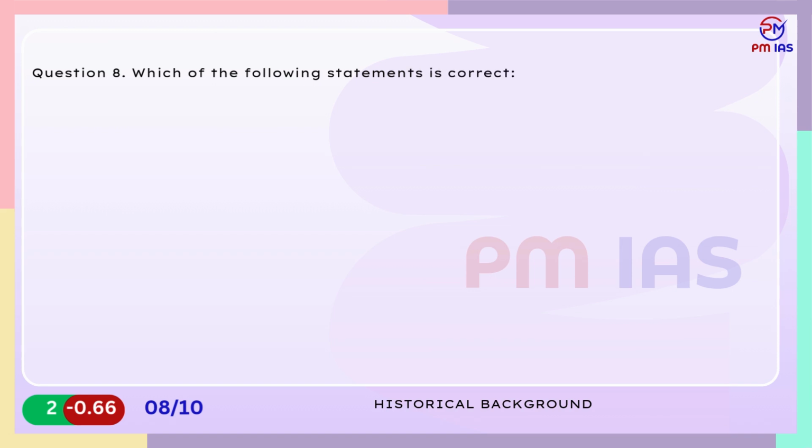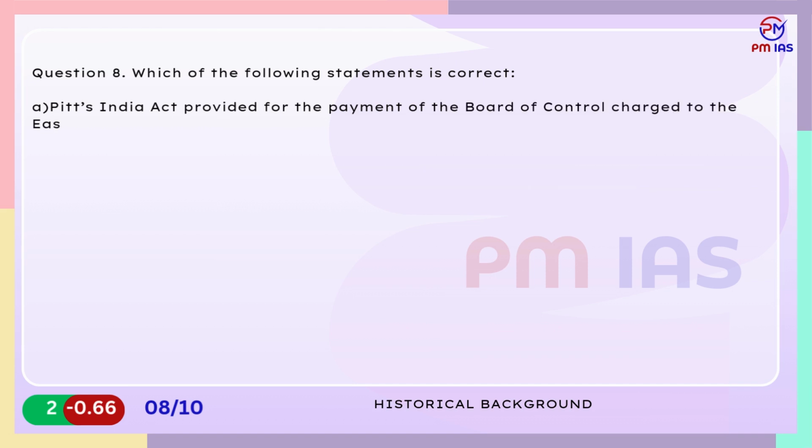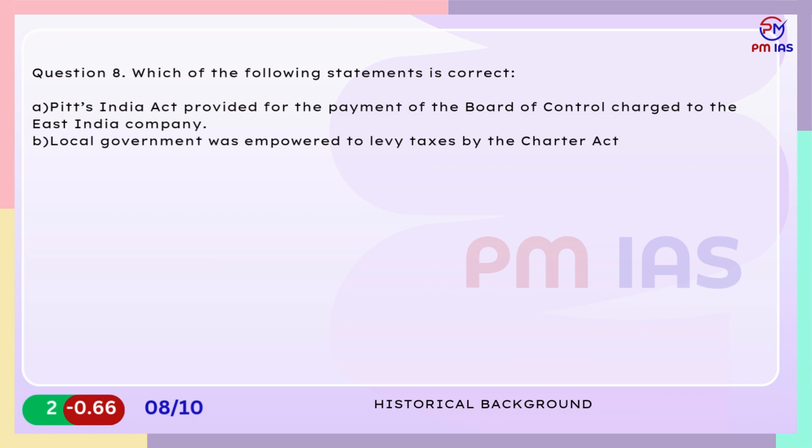Question 8. Which of the following statements is correct? A. Pitt's India Act provided for the payment of the Board of Control charged to the East India Company. B. Local government was empowered to levy taxes by the Charter Act of 1813.